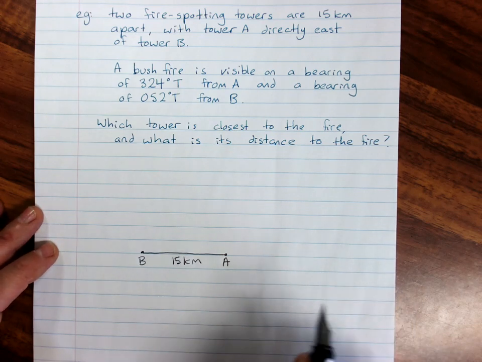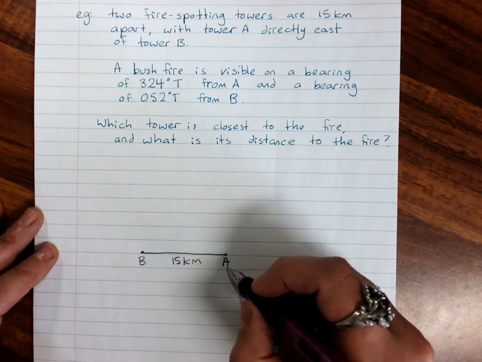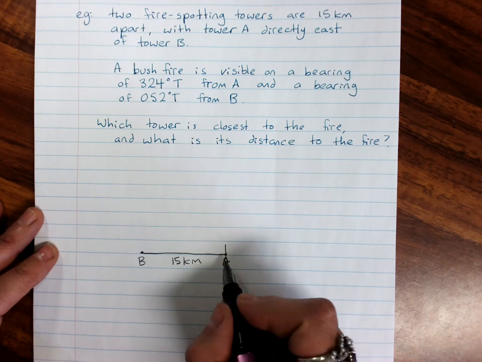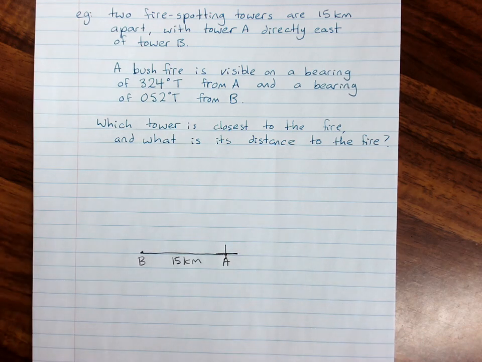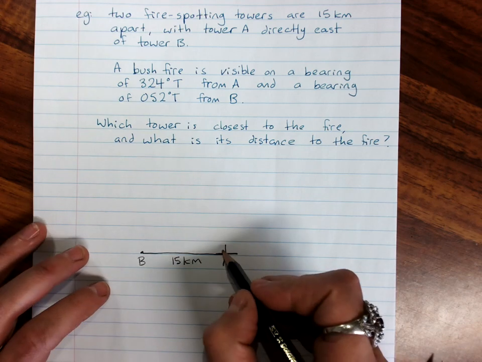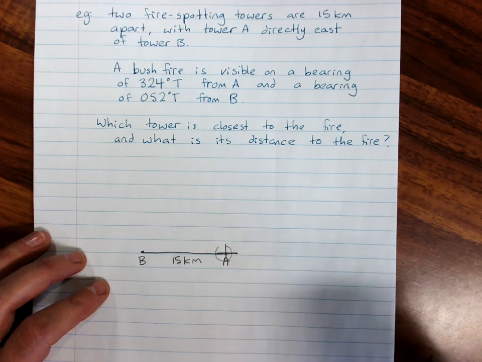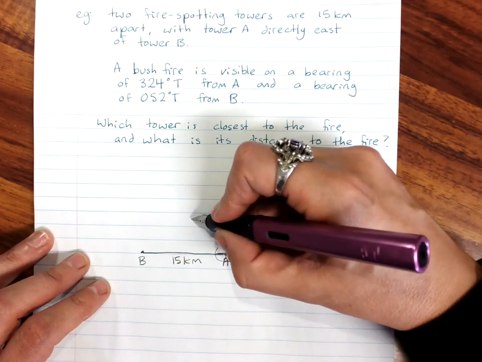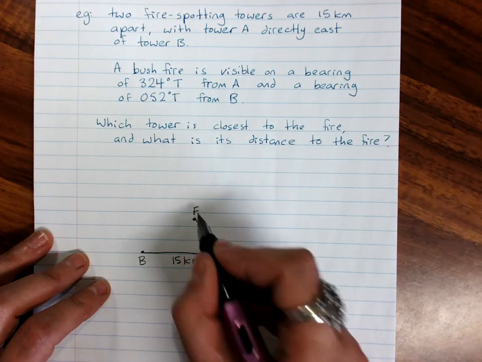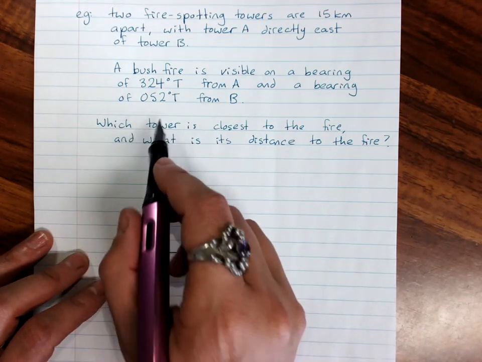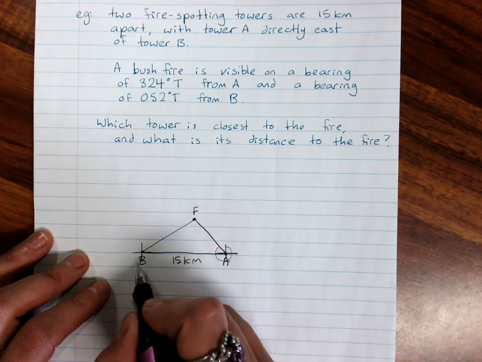A bushfire is visible on a bearing of 324 degrees true from A. Anytime you're given a bearing, draw a compass rose at that point. 324 degrees true says past 270, so all the way around there. Here is this bushfire, and a bearing of 52 degrees true from B.